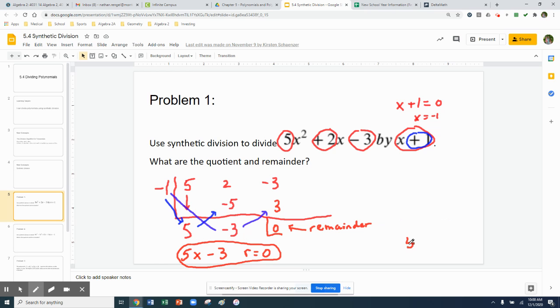And what that tells me then is the 5x minus 3 times x plus 1, that was my divisor, is going to equal back to that polynomial, 5x squared plus 2x minus 3. So we will continue to work on that.